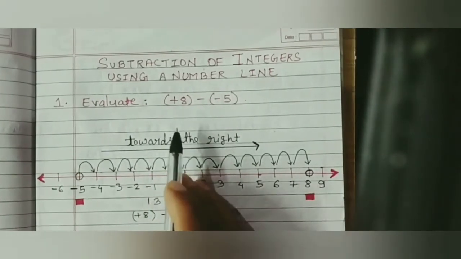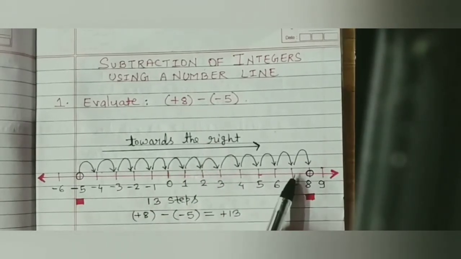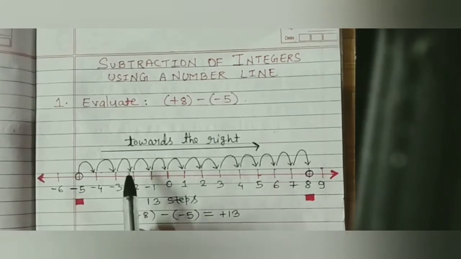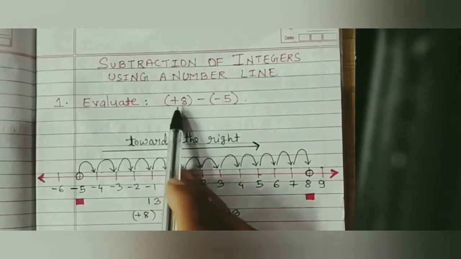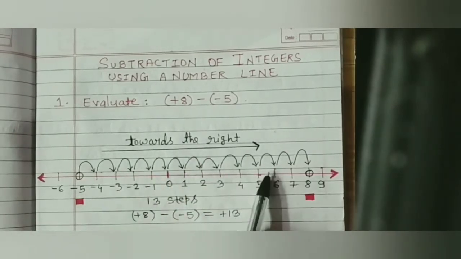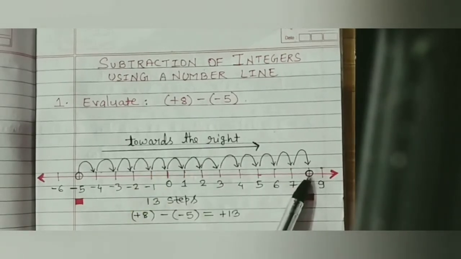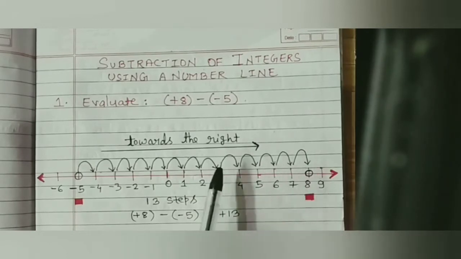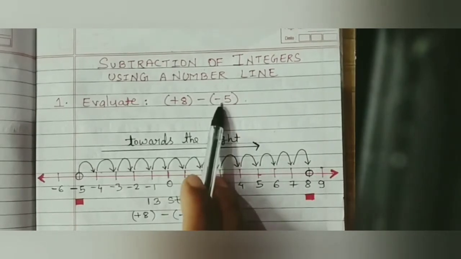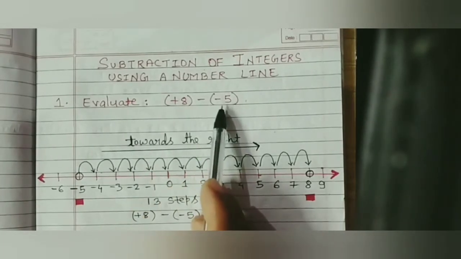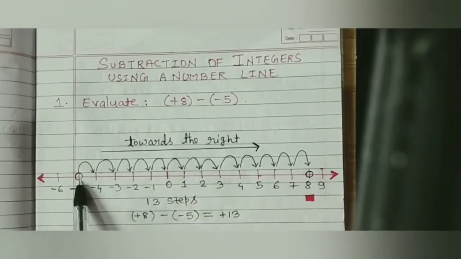Okay? So here I have made a number line and I have written some integers on it. Then I have marked the first integer, that is plus 8, on this number line, in this place. Now I have marked the second integer, that is minus 5, on this number line, in this place.